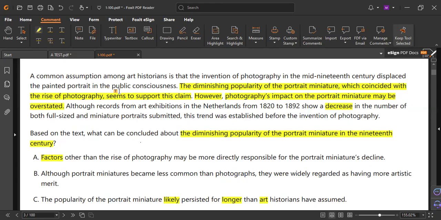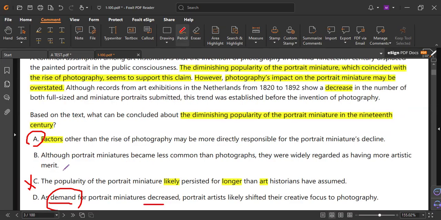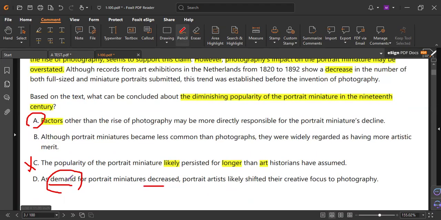Catch it? Yeah. If I'm not sure about A, what can I do? Prove A and B and C and D. Letter C, not mentioned. Do we have any information about demand decreased? We didn't mention anything about supply or demand. That means we give you an idea not mentioned in the text.